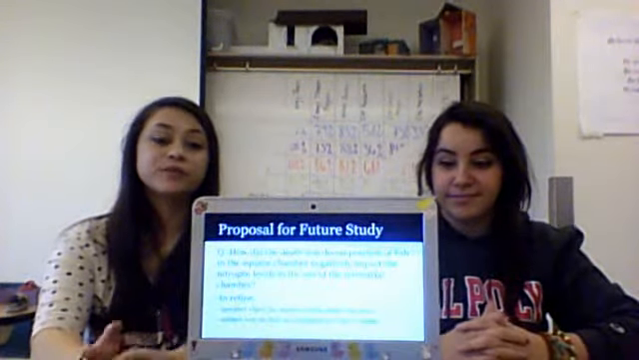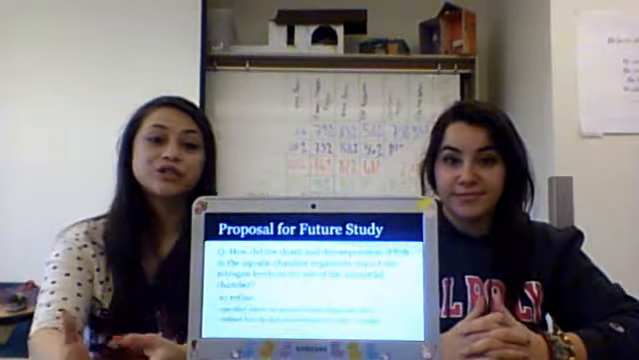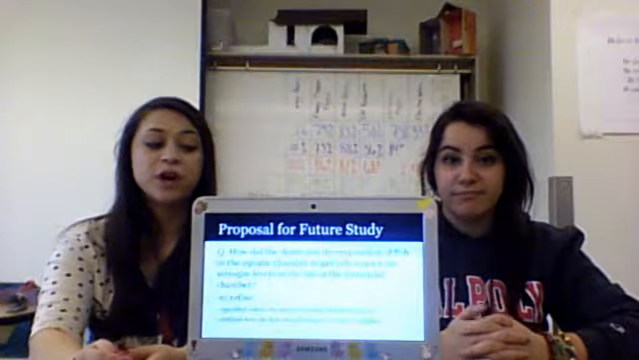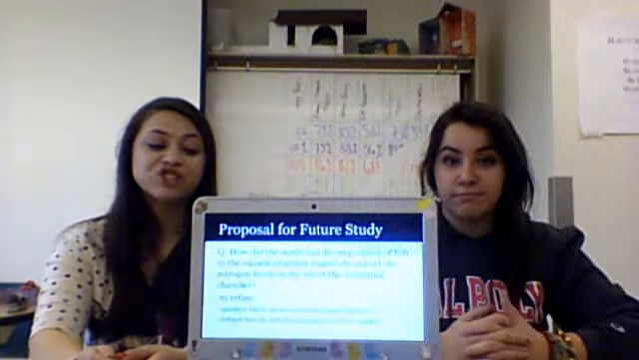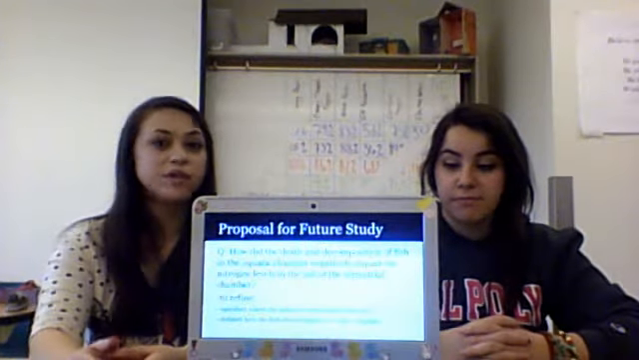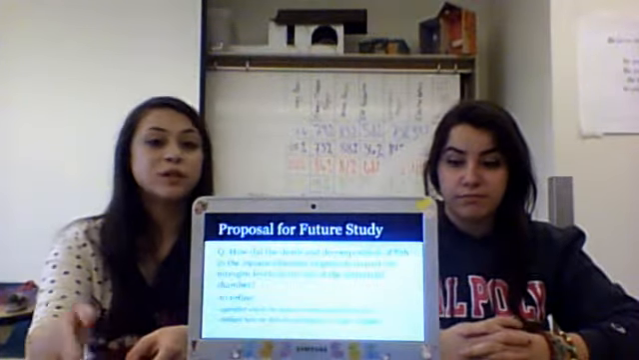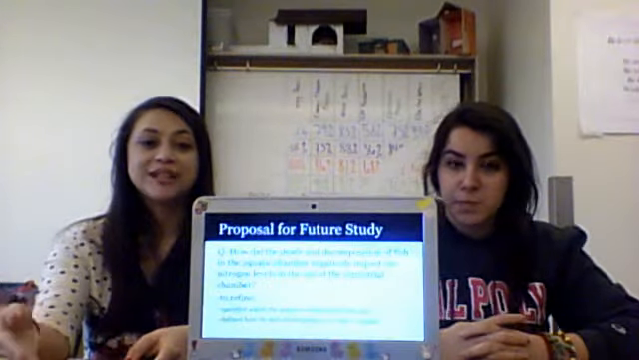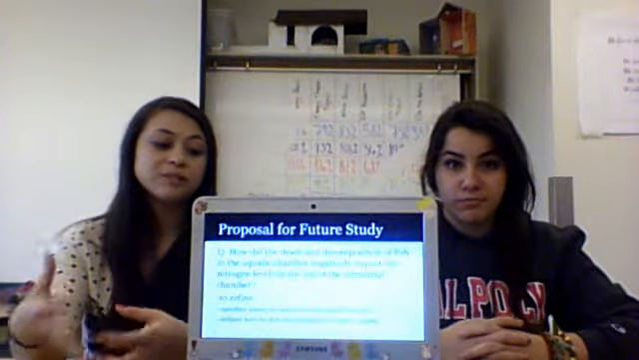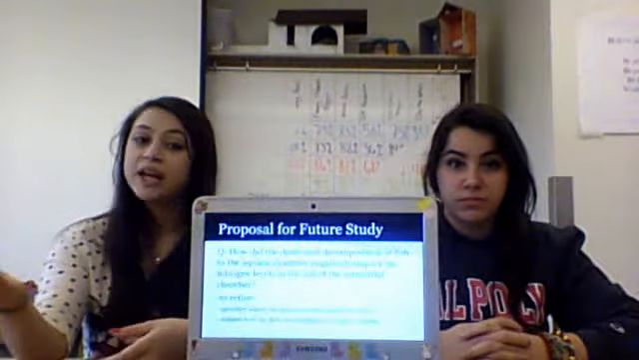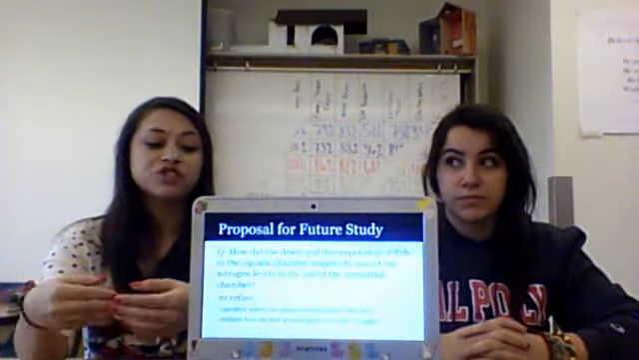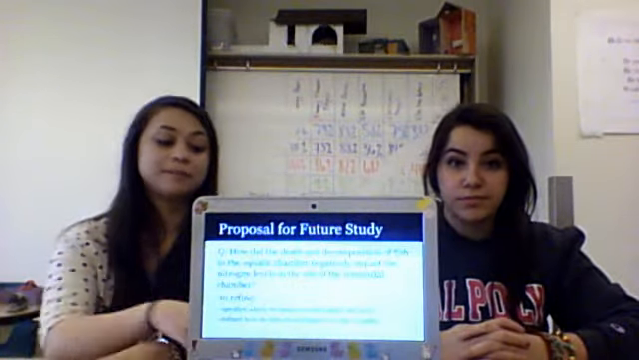And so our proposal for future study, the question we chose to examine is, how did the death and decomposition of fish in the aquatic chamber negatively impact the nitrogen levels in the soil of the terrestrial chamber? And we chose this because we figured the only thing that happened between day 0 and day 1 was that our fish died. And so to refine this question, we specified where the measurements would take place in the aquatic chamber and in the terrestrial chamber. And we defined how the fish should impact the other chambers, that is, negatively.